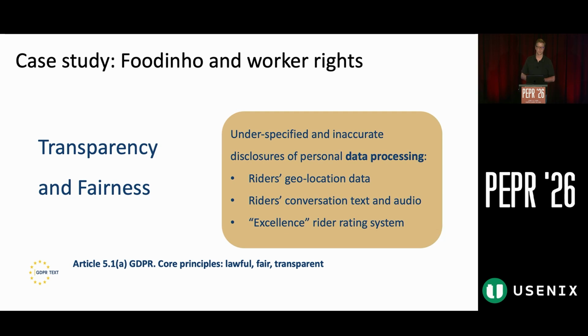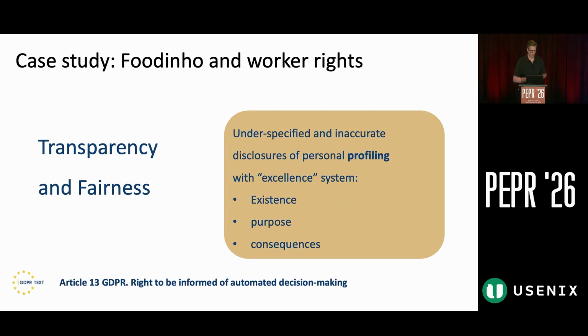Foodinho analyzed conversation, text and audio data of its riders. And then it used this and also the ratings it got from customers in an internal excellence rating system to score different riders and assess worker performance. That system was not disclosed. So that was the next issue, that Foodinho violated Article 13 of the GDPR, the right to be informed of automated decision-making, by running this excellence system, but keeping its existence secret from its workers and not disclosing the purpose as well as the consequences, how that was actually used in hiring or promotion decisions.